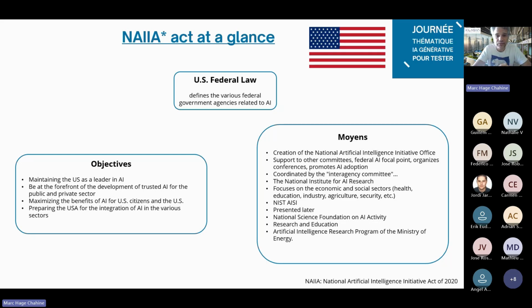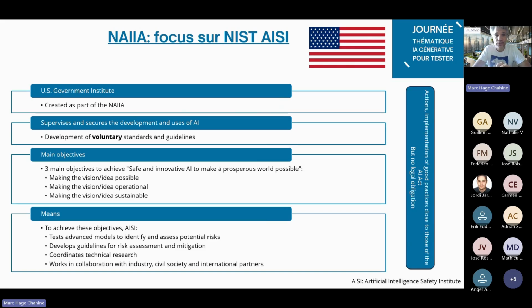The means are really the creation of some offices, support committees, coordination, and giving some focus. It's really short, but as they create offices, it's quite interesting to go see what the offices are doing. One of these offices is the NIST AISI. It's a US government institute which has been created by the NIA. And the NIA was set during the first Trump mandate, so it was done in 2020.